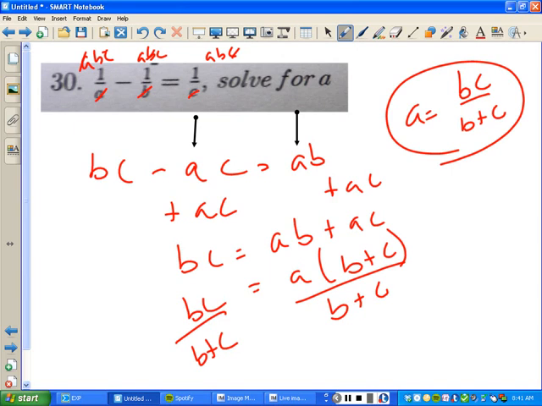Say that again, please. I said, like, where did you get BC from? Because, you know, this BC here. If you multiply by the common denominator, it's ABC. The A cancels, you're left with BC. The B cancels, you're left with AC. The C cancels, you're left with AB. That's where the BC came from. Okay. Other questions?